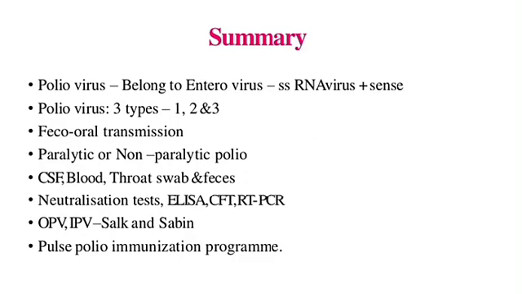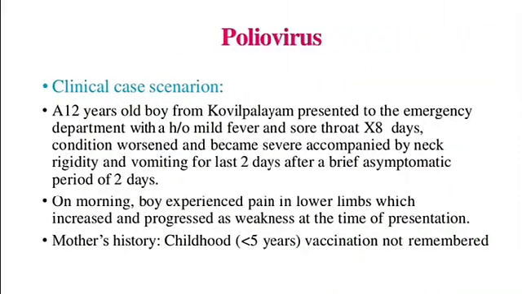The specimen is collected like CSF, blood, throat swab and feces. Tests include neutralization test, ELISA, CFT, RT-PCR. Vaccines are OPV, IPV, SALK and SABIN. Pulse polio immunization program is done for the poliovirus.